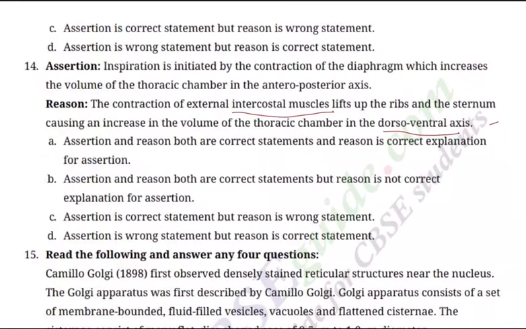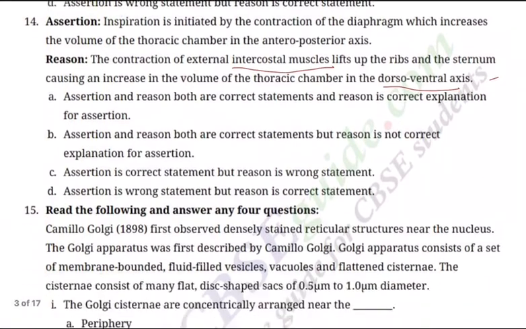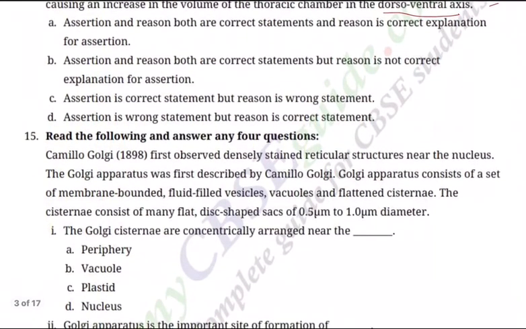B. A and R both are correct, but R is not the correct explanation for A. C. A is correct, but R is wrong. D. A is wrong, but R is correct. Question 15. Read the following and answer any 4 questions.